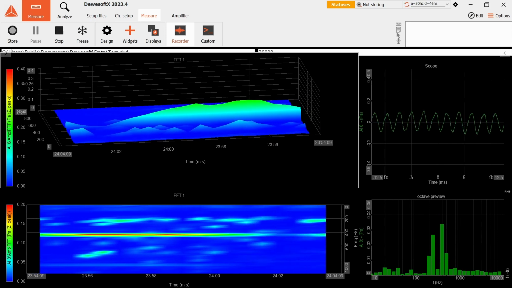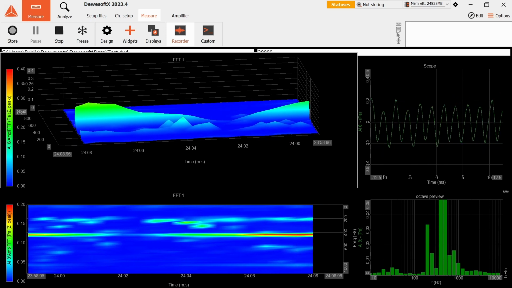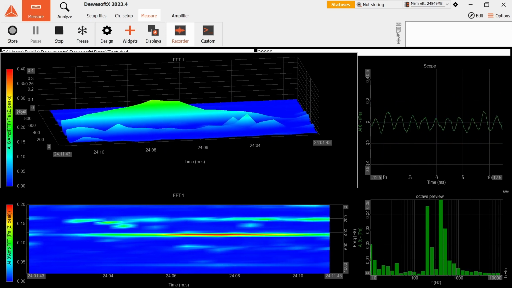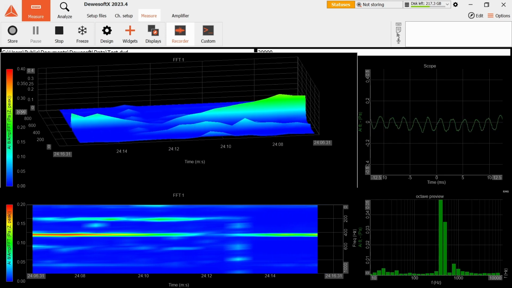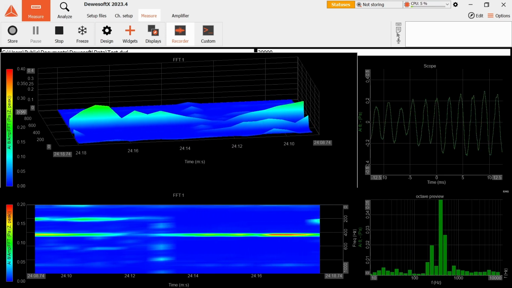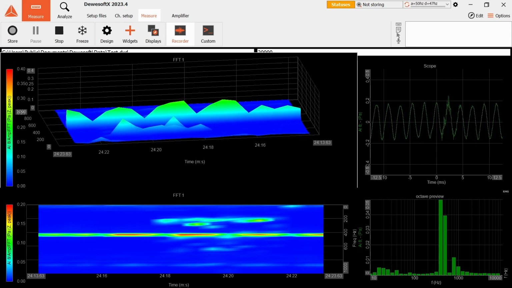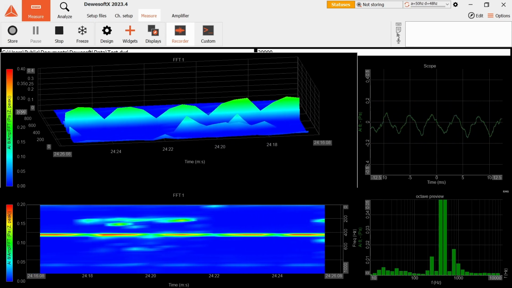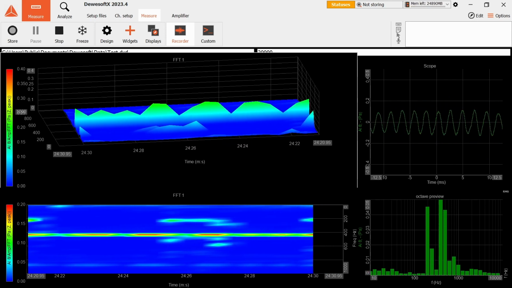If we increase the difference between the two, so for example, instead of 440 and 441, you have 441 to 140, we see that the frequency of the oscillation increases, even higher.